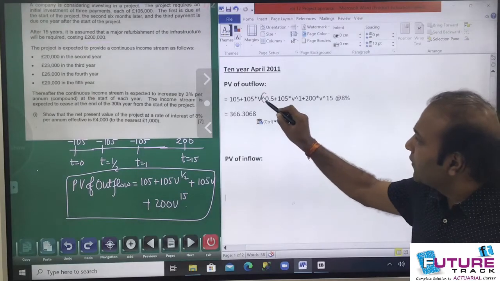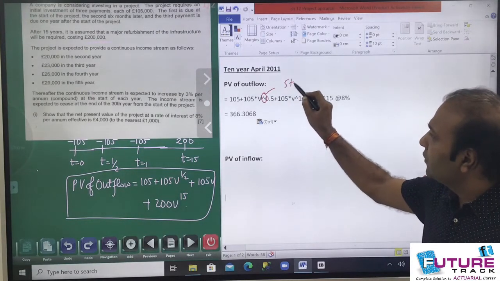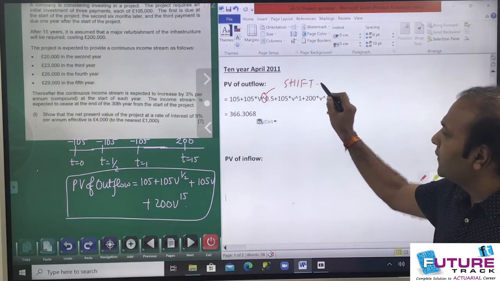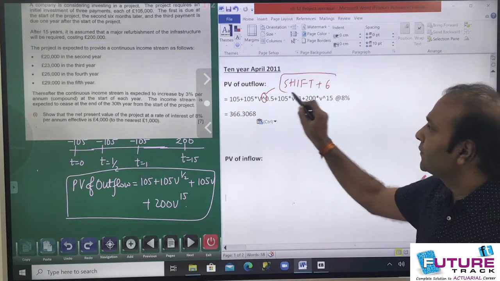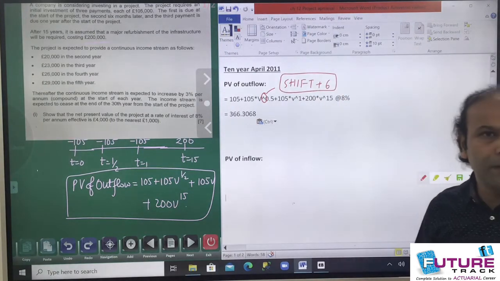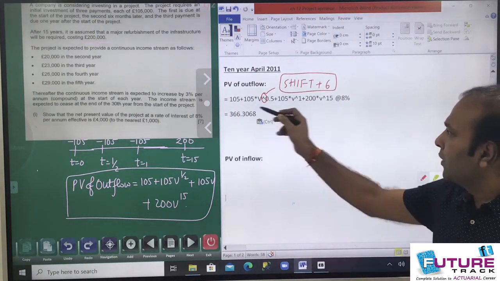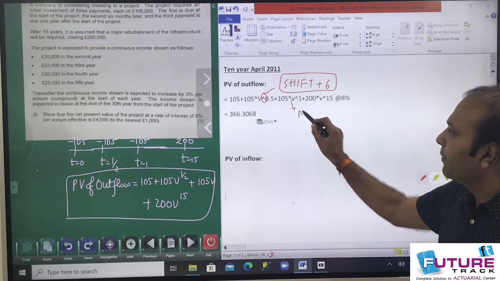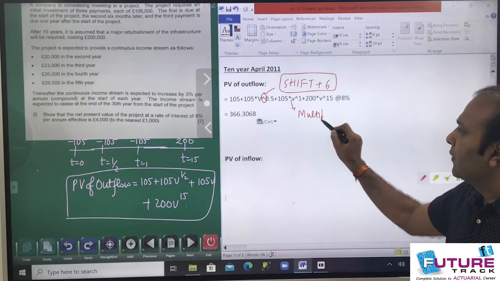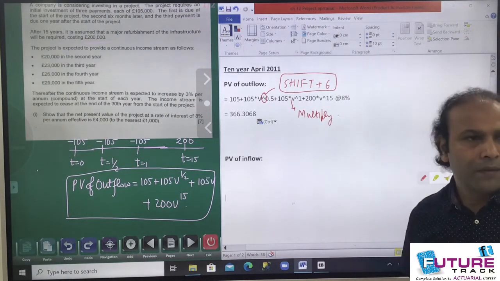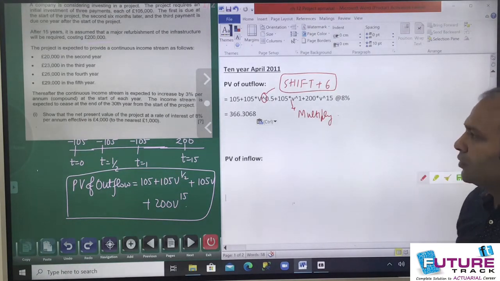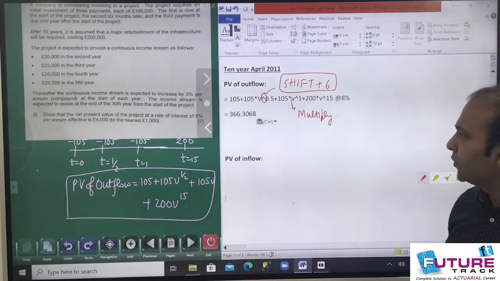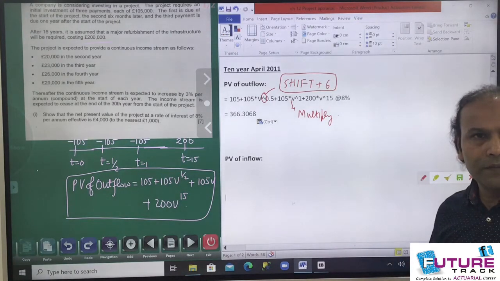How to get this? This is shift key plus 6. This is the power sign, the exponent part. Normally otherwise it is there. You have to write the multiply part. This is my multiply. Fine. So as such it is a normal thing. I don't think there is any problem in this.